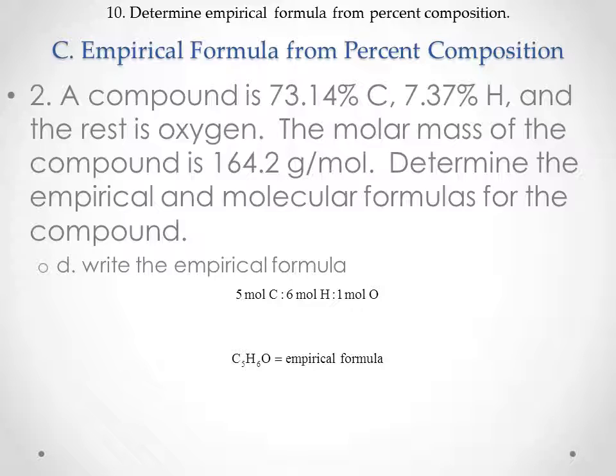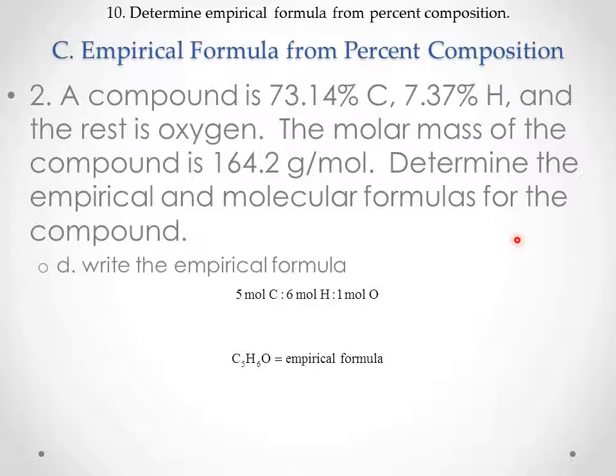Here are 5 atoms of carbon for every 6 atoms of hydrogen for every 1 atom of oxygen in this compound. Or 5 moles of carbon for every 6 moles of hydrogen for every 1 mole of oxygen. Either way you want to look at it. So we've done the empirical formula. So the first part of this problem has been completed.